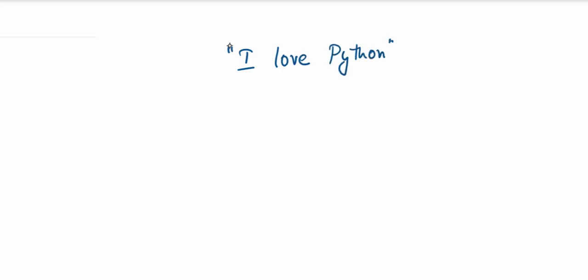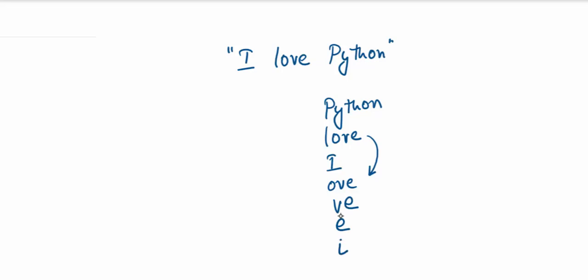What is a substring? Let's say, Python is a substring. Love is a substring. I is a substring. OVE out of love is also a substring. VE is a substring. E is a substring. I is a substring. Anything that's part of that string is a substring.